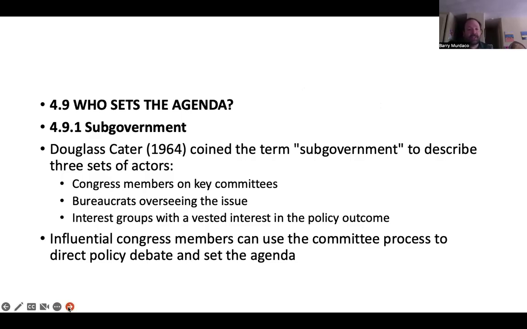Who sets the agenda? What they refer to as the subgovernment. Douglas Cater coined the term to describe 3 sets of actors. Congress members on key committees, bureaucrats overseeing the issue, interest groups with a vested interest in the policy outcome. Influential Congress members can use the committee process to direct policy debate and set the agenda.